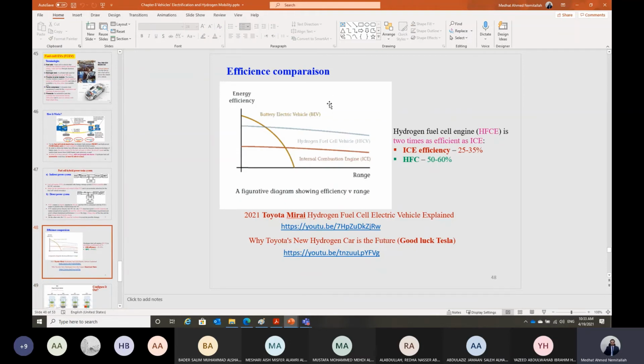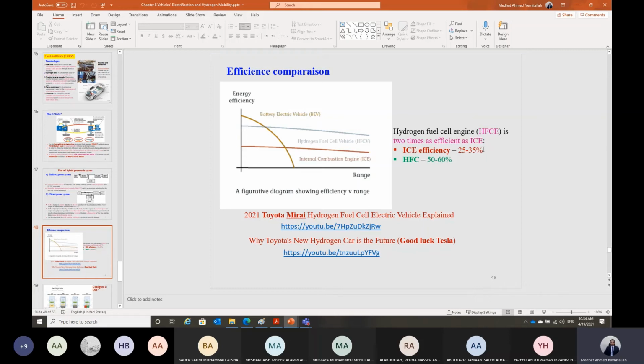Here is a comparison between the three of them. The battery electric vehicle, as you can see, works with a battery. The performance of the battery goes down with time, and at a given stage we have to replace this battery. It cannot work continuously. Unlike the internal combustion engine, where as long as we are providing the fuel, the engine will be operating, and its performance does not degrade much with time. So it's almost constant with time.